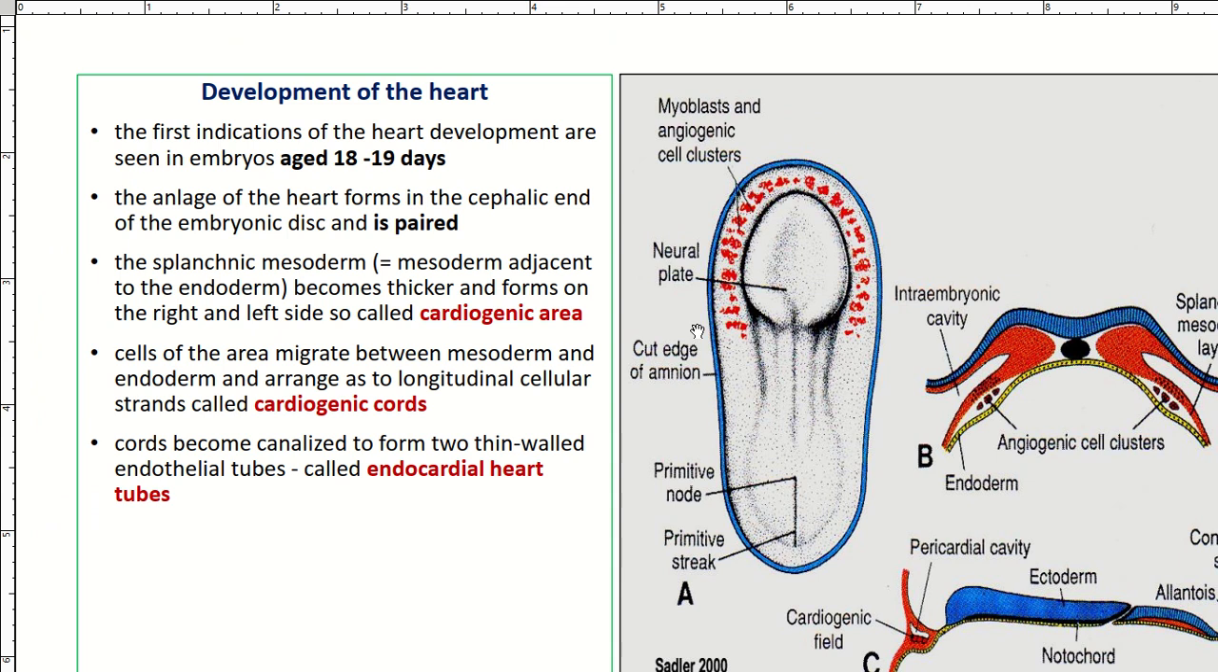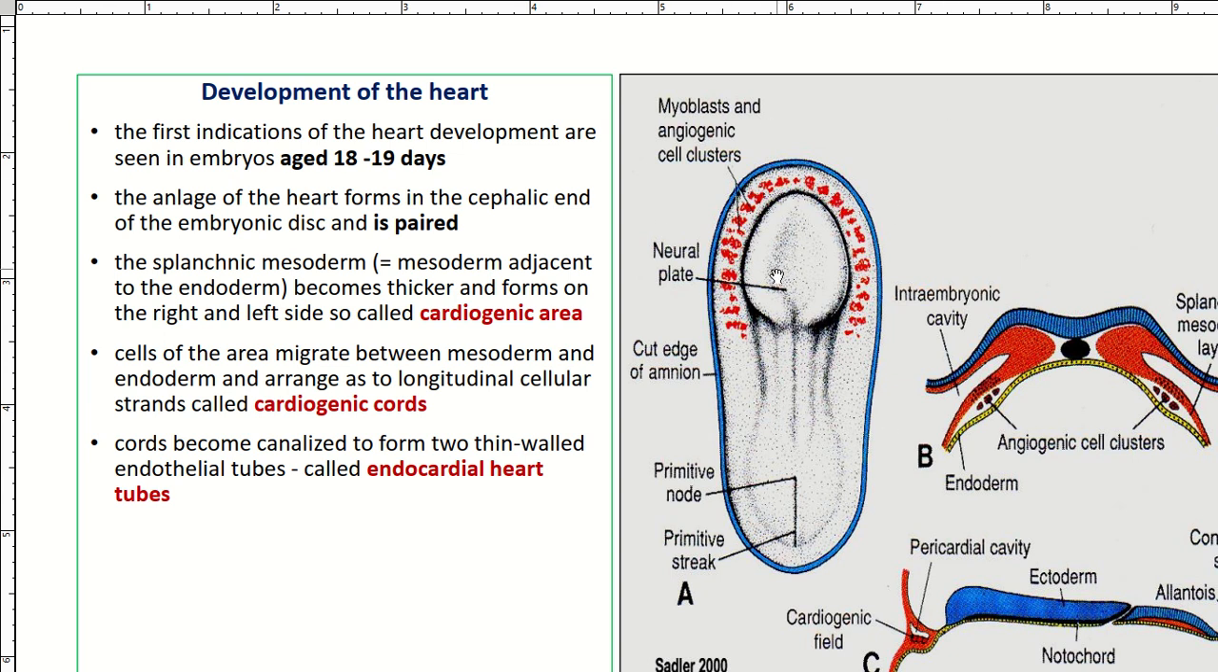Now, development of the heart. The first indications of the heart development are seen in the embryo at 18 to 19 days. So that's where the initiation of the features that are going to form the heart tube are going to be seen. You're going to see this is a longitudinal section of your embryo.